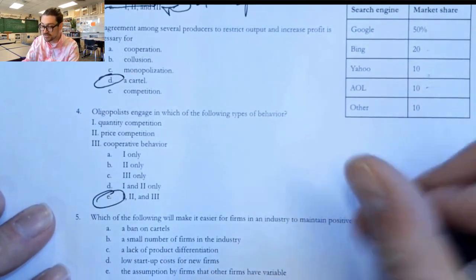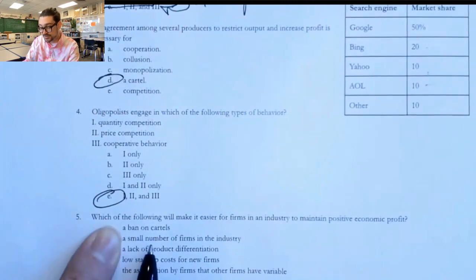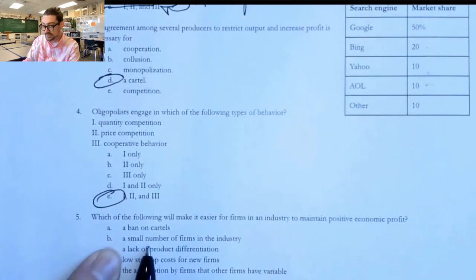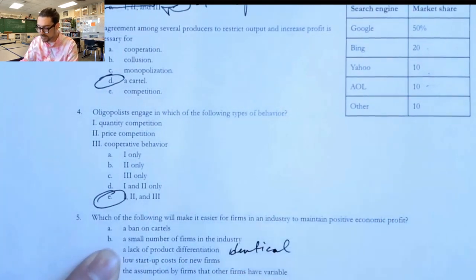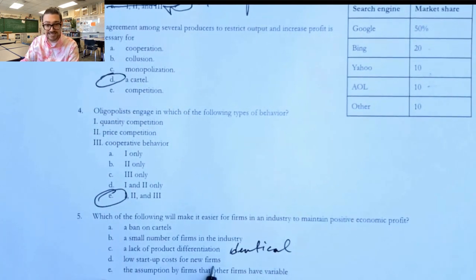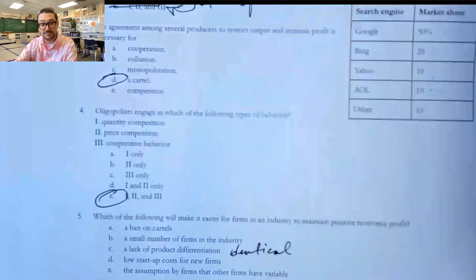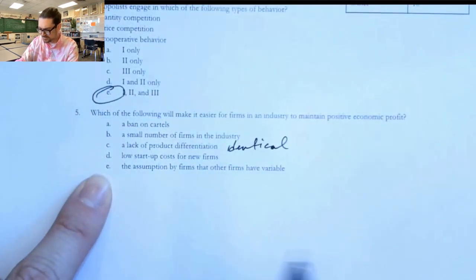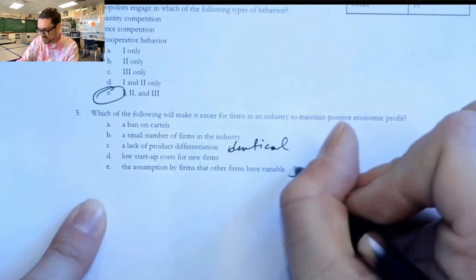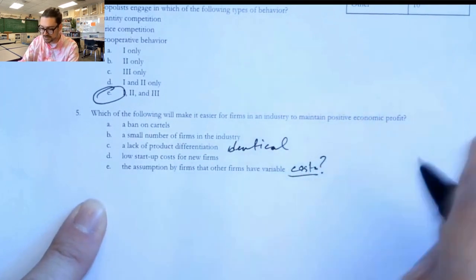And then number 5, which of the following makes it easier for them to maintain profit, to have a cartel? Well, a ban wouldn't. A small number of firms actually would make it easier. Lack of product differentiation, so this means identical products, right? Low startup costs for new firms. No, that's going to make it easier for new firms to jump in. And the assumption by firms that other firms have variable, I don't know what that was supposed to say, costs, maybe? That one's not right. We could just rule that one out.